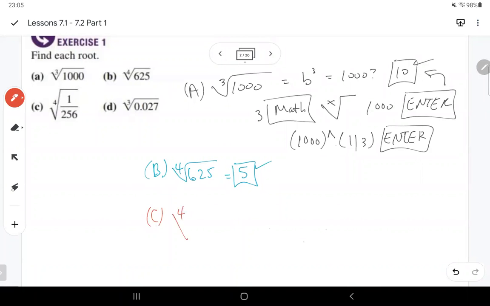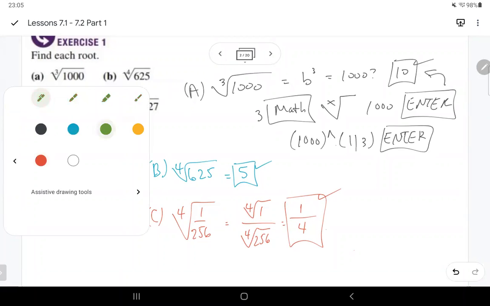Fourth root of 1/256. We already saw in class that we can split this due to the quotient rule. So we know that 1 times itself 4 times is 1. It's going to be 1 over something, and that something happens to be 4. So we'll end up with 1/4.